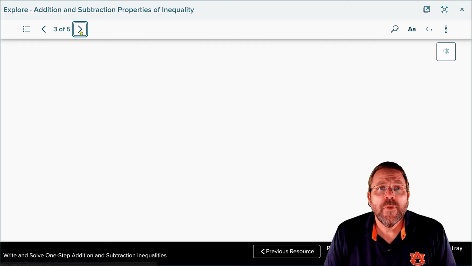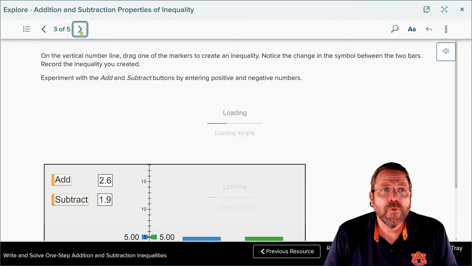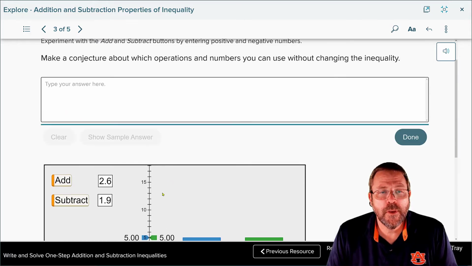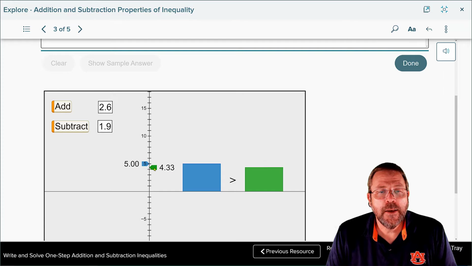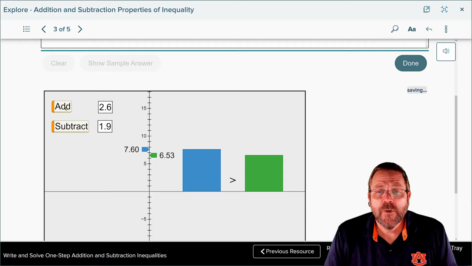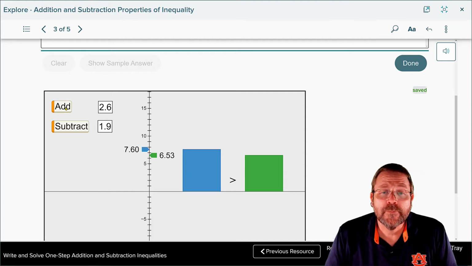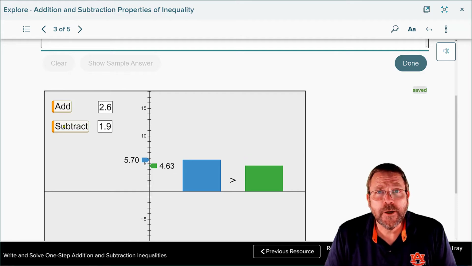But what if they gave us an inequality? So now we're going to drag one of these and create an unequal situation. So let's say, I don't know, 5 is greater than 3.9. And you can see the greater than symbol right here. If we were to add 2.6 to that, guess what? The blue one's still greater than the green one. If I subtract a bunch from it, guess what? The blue one's still greater than the green one.